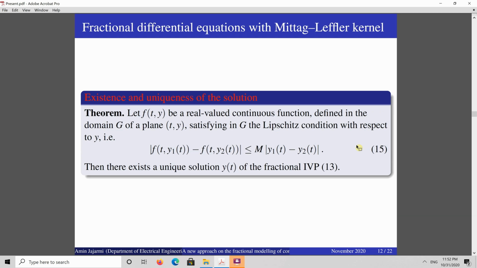In this part, we talk about the existence and uniqueness of the solution for fractional differential equations in the sense of Mittag-Leffler kernel. Let f be a real-valued continuous function defined in the domain G of a plane T and Y, satisfying the Lipschitz condition. Then there exists a unique solution Y of the fractional initial value problem in the sense of AB Caputo derivative with Mittag-Leffler kernel.